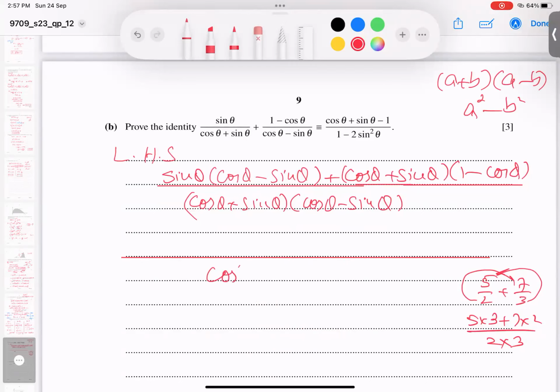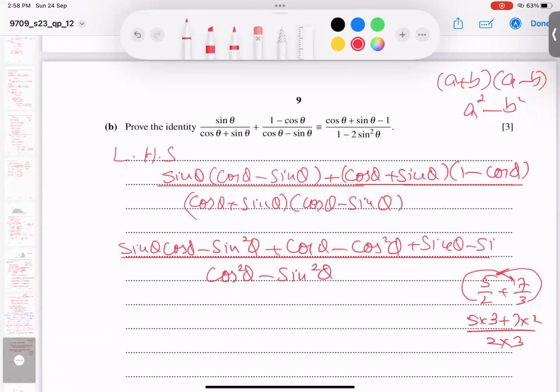I'm writing here cos square theta minus sine square theta. And what about the upper part, students? Multiply sine with that. So I'm getting sine theta into cos theta and sine square theta. This is done. Now same process, cos multiplies with both. Cos ones are cos and cos square. And then sine multiplies with both. Sine ones are sine, and I get sine theta and minus sine theta into cos theta. All right, students, this is matching, so they cancel out.